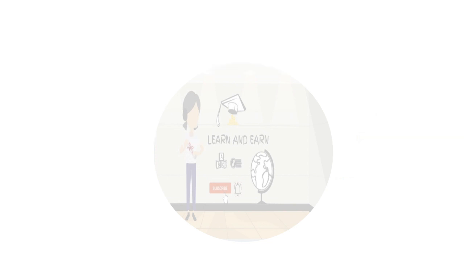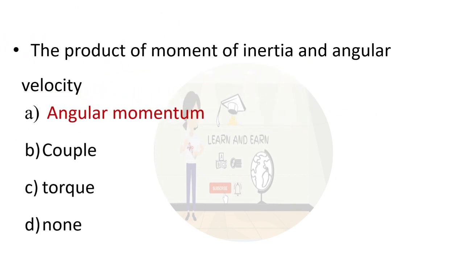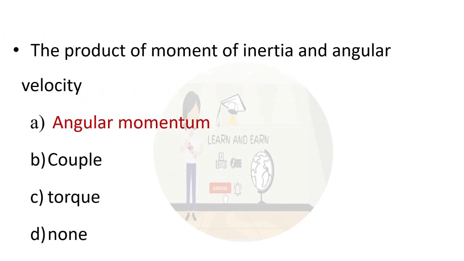The next MCQ is, the product of moment of inertia and angular velocity, option A angular momentum, option B couple, option C torque, option D none. The right answer is, the product of moment of inertia and angular velocity is called angular momentum.